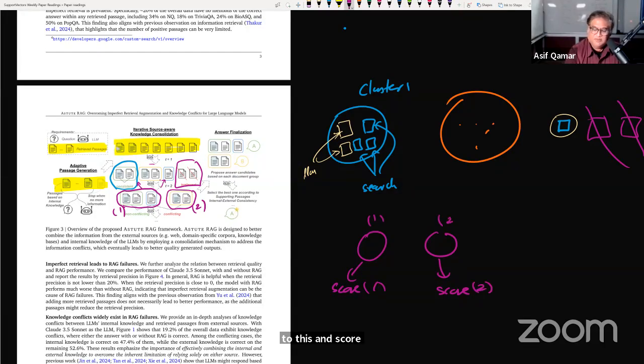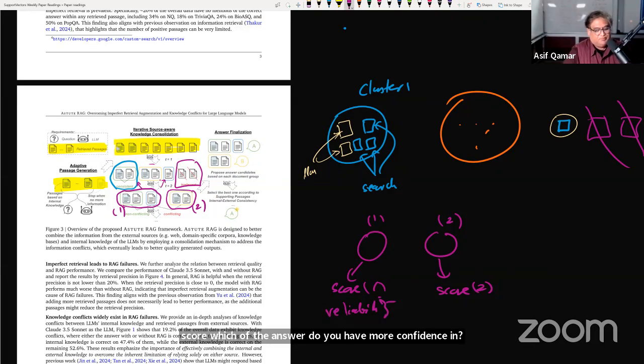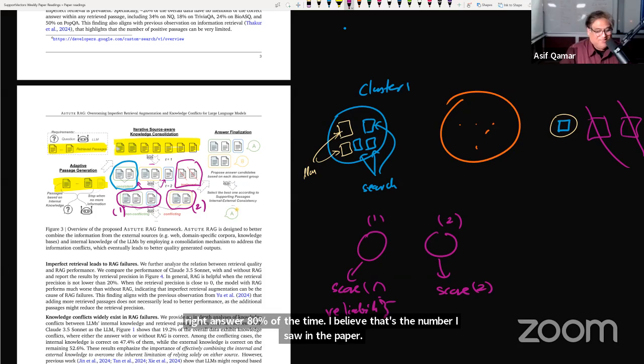Let's say 1, 2. You create a reliability score. Which of the answers do you have more confidence in? And you let the LLM think through and pick one. And if you do so, they find actually that even in contradictory situations, it tends to pick the right answer 80% of the time. I believe that's the number I saw in the paper, which is impressive because at this moment, nobody is doing that.